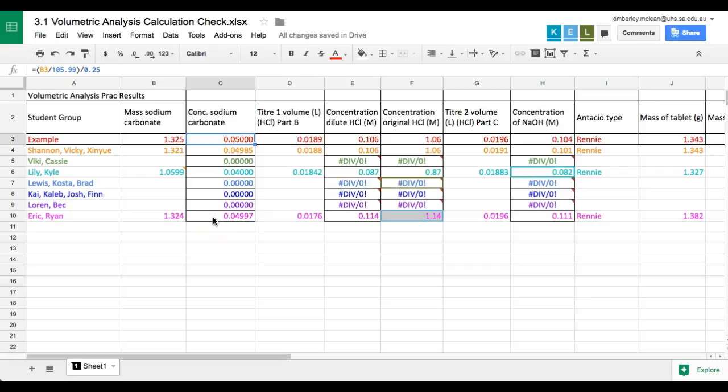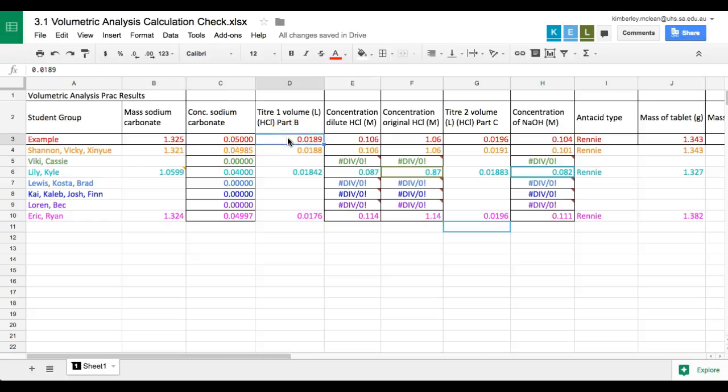So for example here, I'm taking the mass of sodium carbonate from cell B3, dividing it by the molar mass of sodium carbonate, which is going to give me my number of moles of sodium carbonate, and then dividing by the volume, so number of moles divided by volume is giving me the concentration of sodium carbonate overall. And it'll be the same for you, and you can use this as an opportunity to check that the concentration of sodium carbonate that you got, first of all, was very, very close to 0.05 molar, it should have been, and that also it was correct for the values that you're putting in.